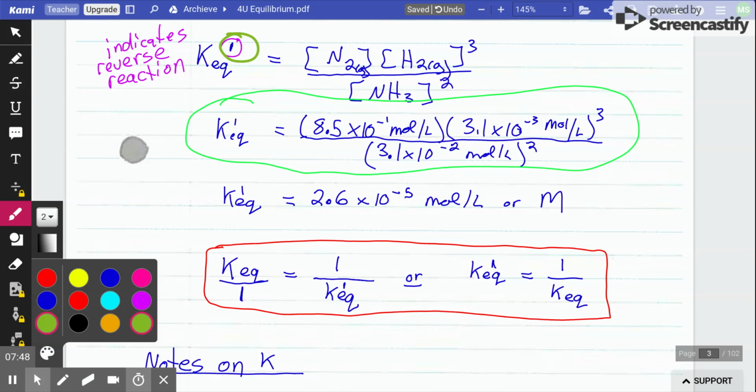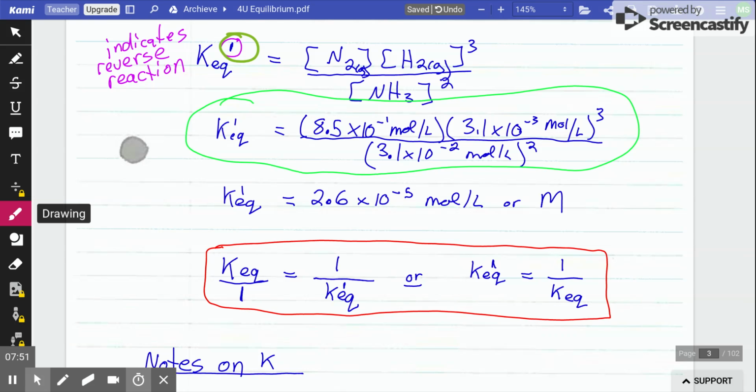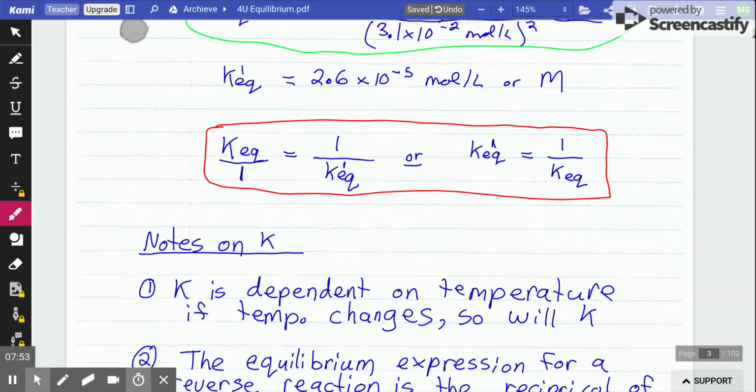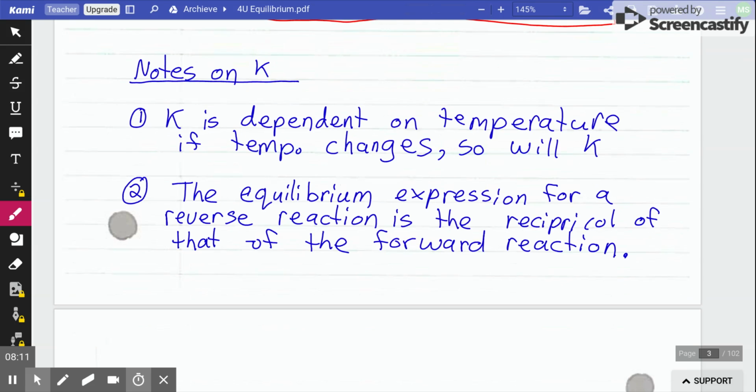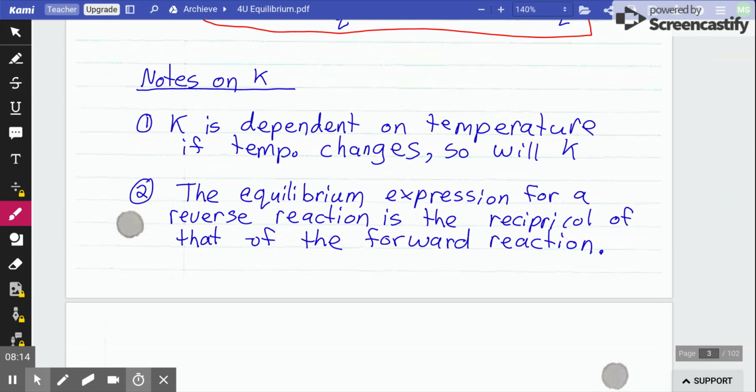So before I give you some practice, I just want to talk to you about a couple rules for our equilibrium. So the first rule is that K equilibrium depends on temperature. So if the temperature changes, the equilibrium expression is also going to change because we know that rates and reactions are temperature specific. The equilibrium expression for the reverse reaction is a reciprocal of that of the forward reaction. So we've already seen that. We've already seen that they're reciprocal or basically flipped upside down from each other.